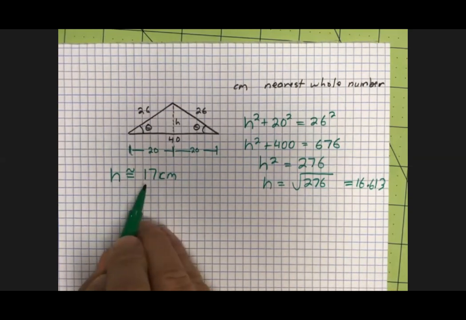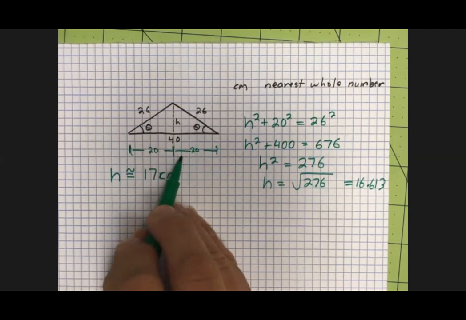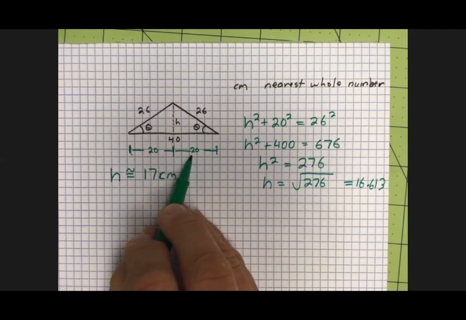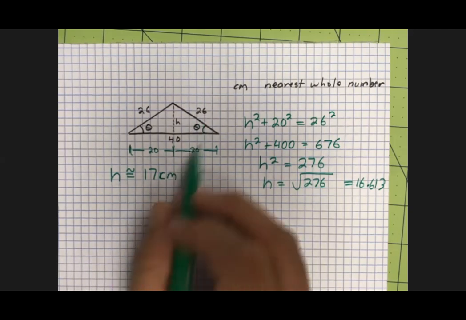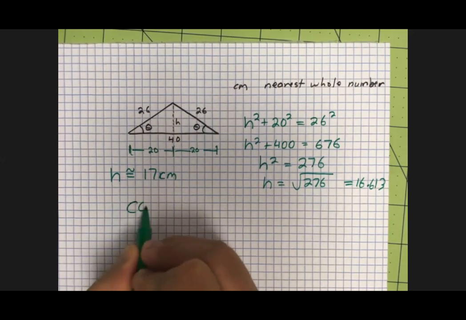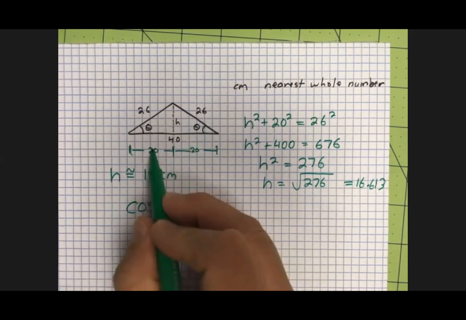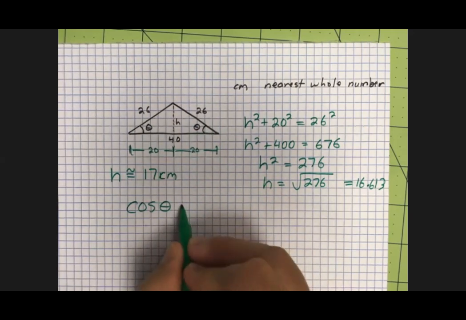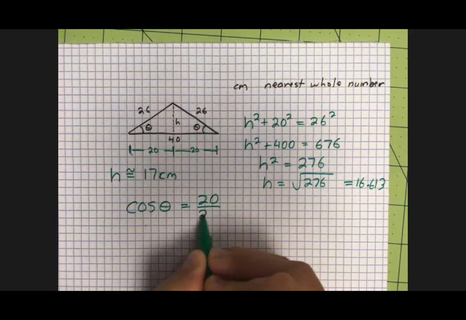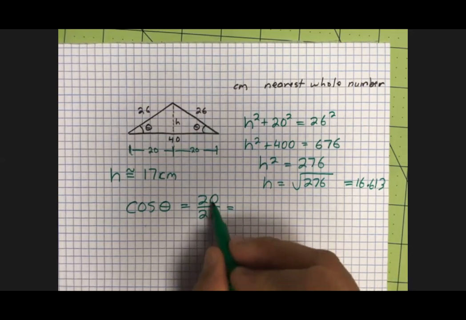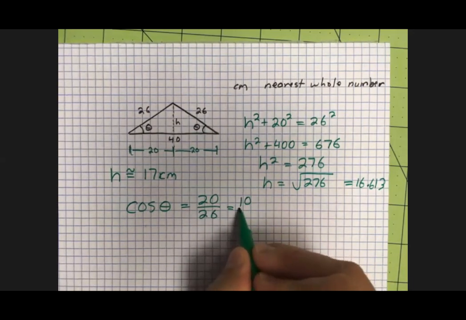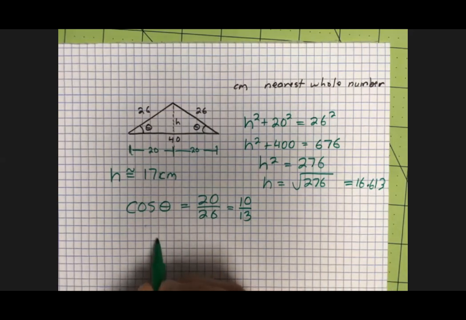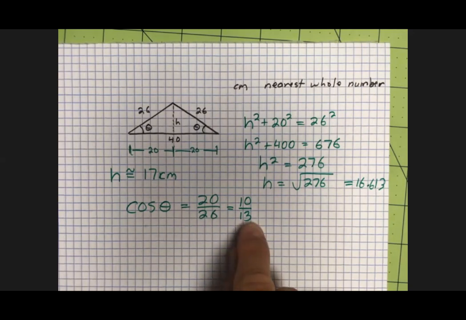Now, I do not want to use that 17 that I've rounded off and try to find theta. No, I am certain about the 20 and the 26. So now let's find the theta. The cosine of theta is 20 over 26, whichever side I look at. And if I simplify that, that is 10 over 13. So this is a case, we did problems like this, where I know the cosine and I want to know the angle, not I know the angle and I want to know the cosine.